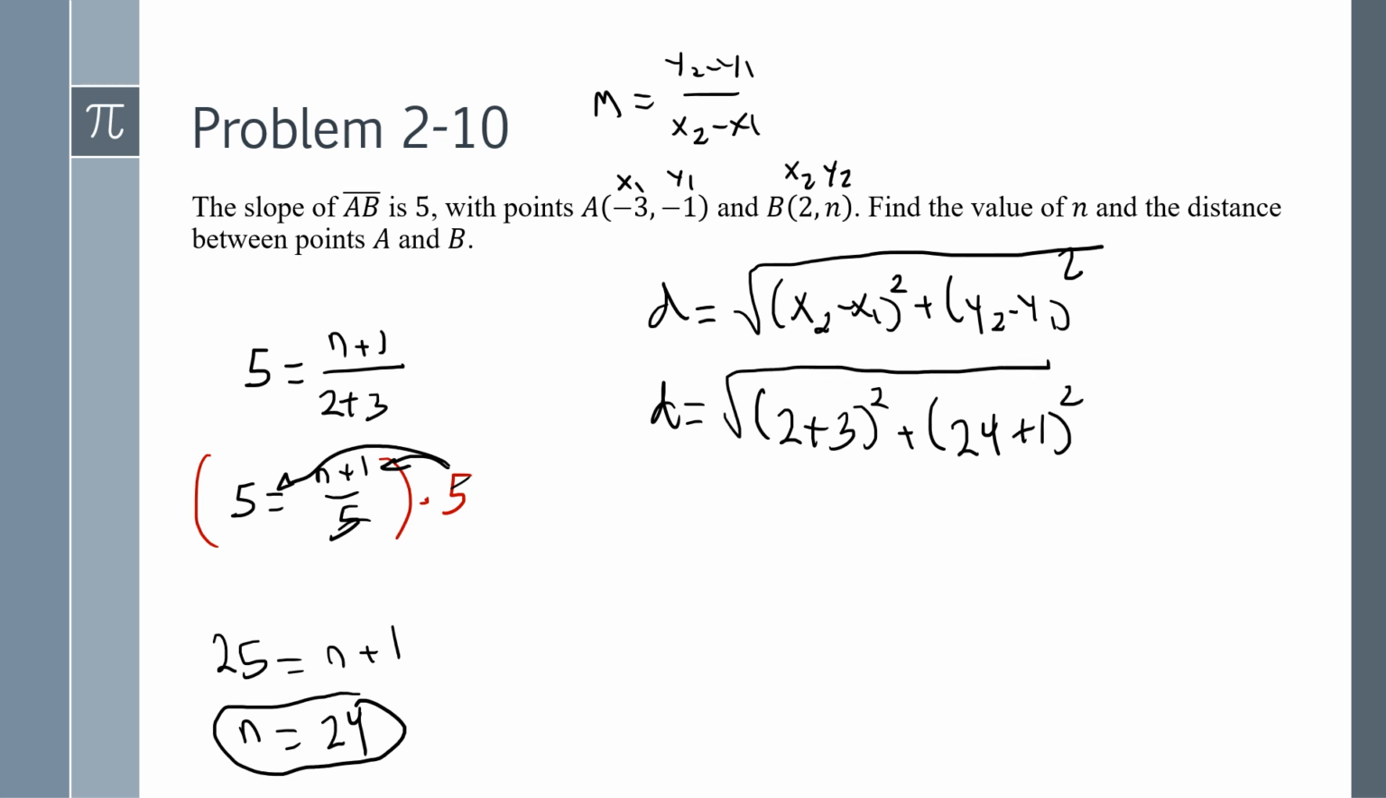So plug this in my calculator. Whoops. Sorry, let's do it again. 2 plus 3 squared plus 24 plus 1 squared. So this would be 650.